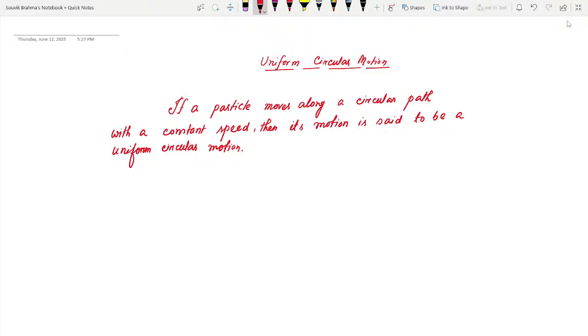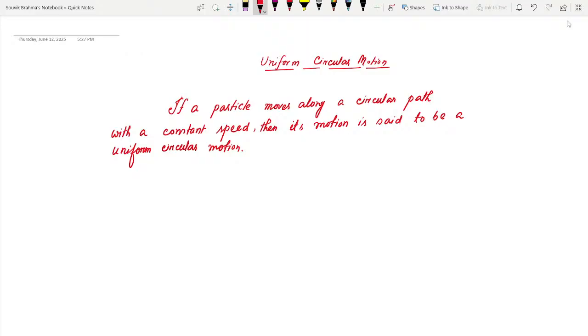Therefore what we can say about this? Yes, speed is the magnitude of velocity, but I am not talking about velocity, Agnibo. I am talking about the speed, the scalar quantity, isn't it? Correct?